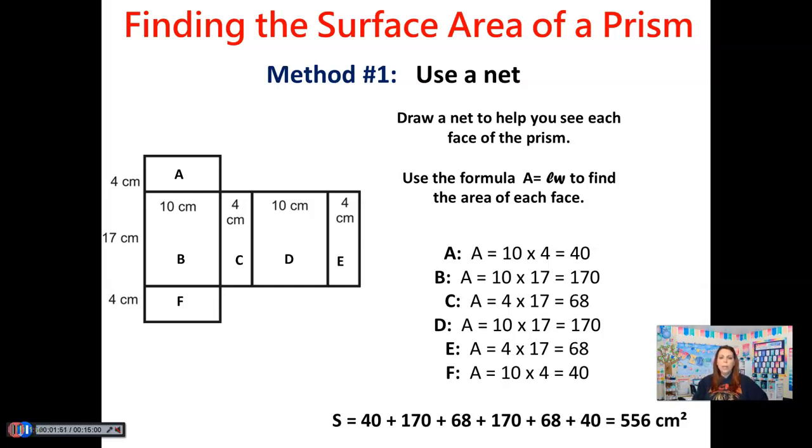So that's surface area. All you're doing is figuring out what is the net of that shape, and let me figure out the area for each section of that shape. And then when I add them all together, I have a surface area.